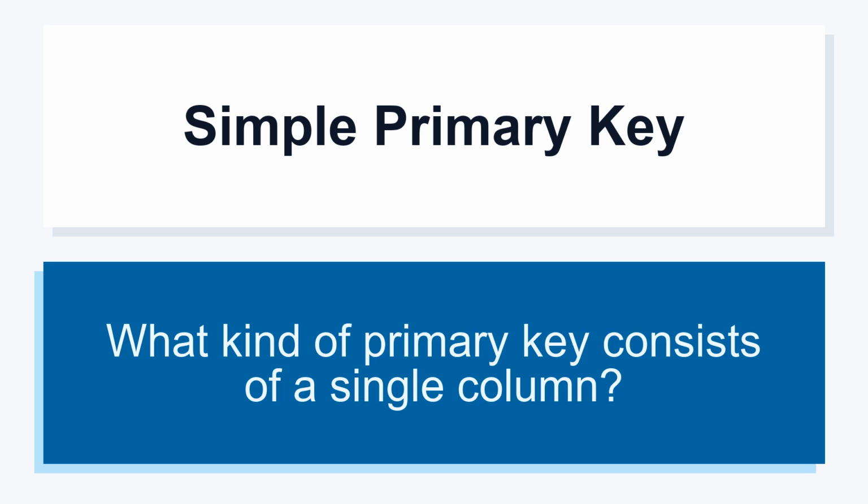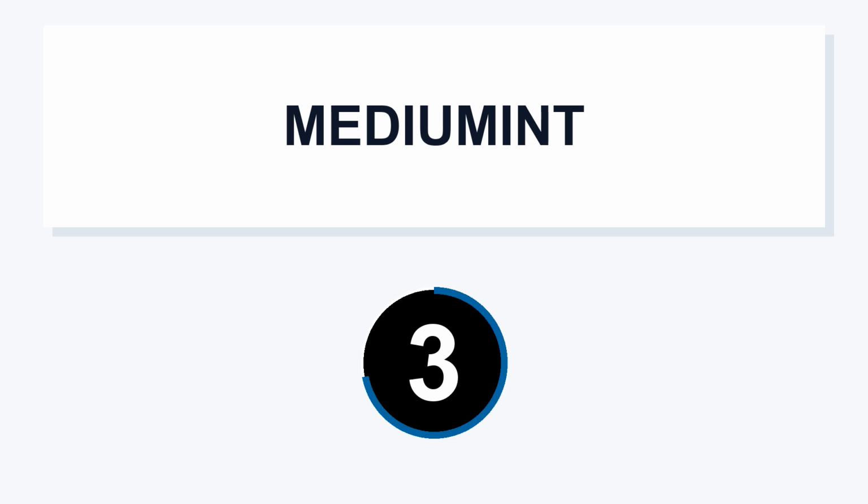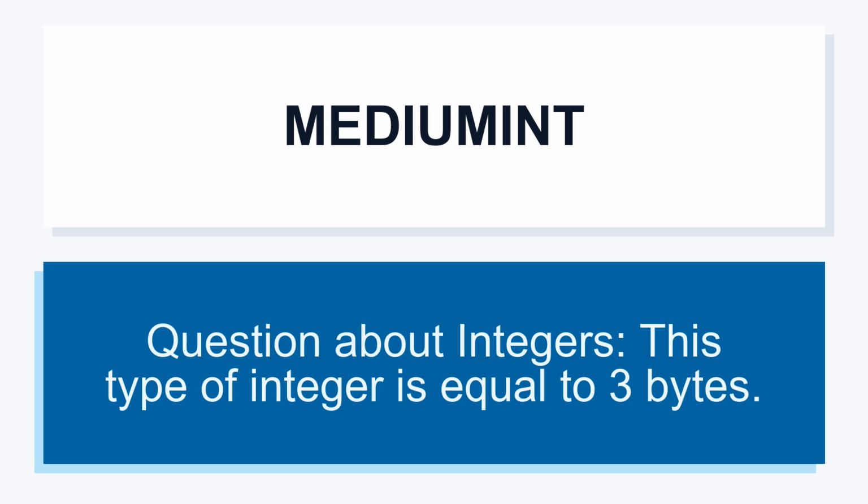What kind of primary key consists of a single column? Medium int. Question about integers: this type of integer is equal to 3 bytes. References.